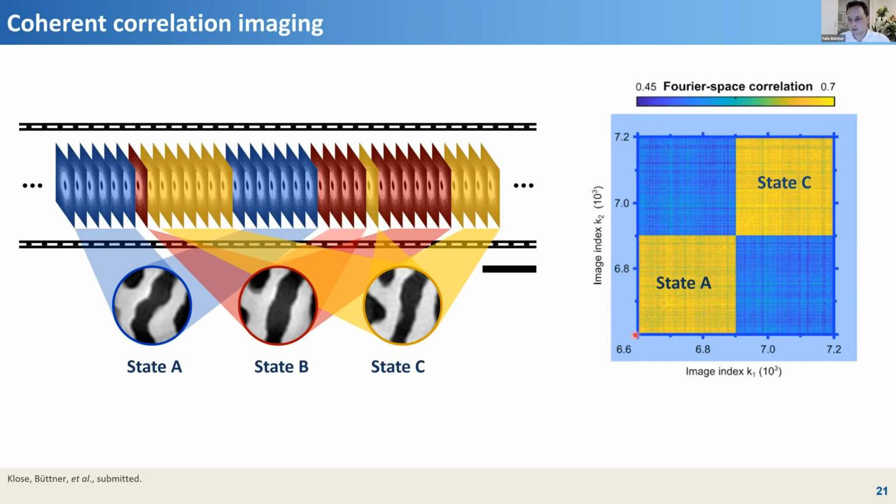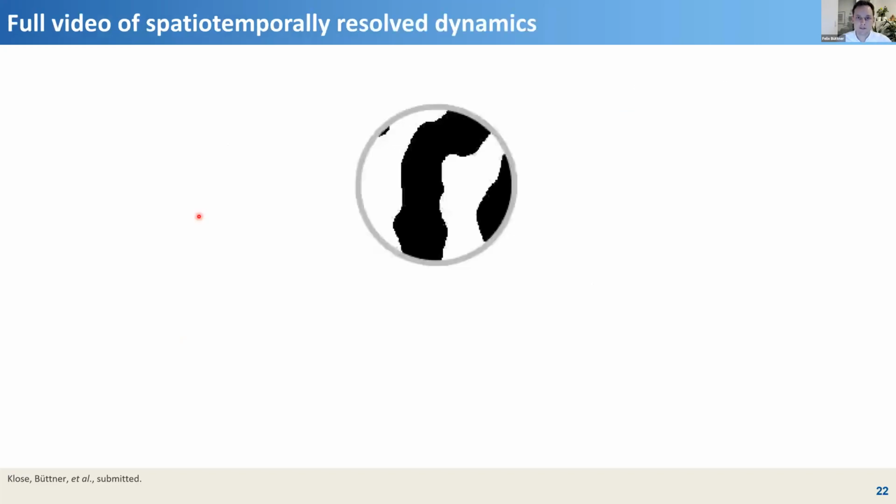Okay, so this is the general idea. Now, applying this to our data, we were able to resolve the full dynamics of our system for these 5 hours, 28,000 frames. This is just showing a brief section of the videos that we reconstructed of this fluctuating domain state, just to give you an impression.